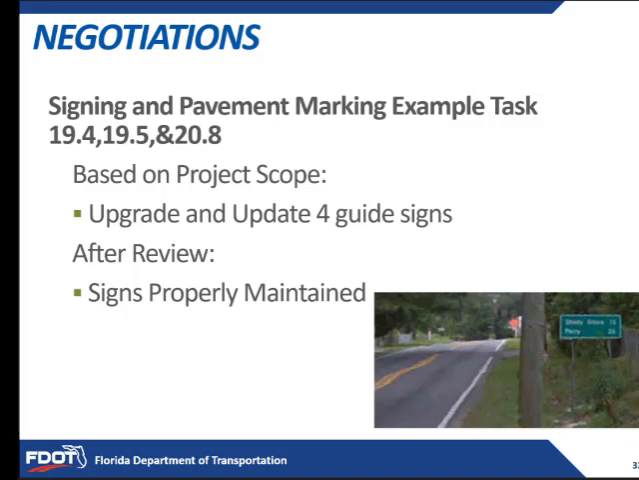Let's look at another example for signing and pavement marking. And this involves the tasks of 19.4, 19.5, and 20.8. So this is our multi-post sign calculations and panel analysis, and the production of those sheets in guide sign. Based on our project scope, our notes from our maintenance partners say that we need to upgrade and update 4 signs. We go out and review the signs, and we see that they're actually properly maintained and in good shape, so there's no need to replace.